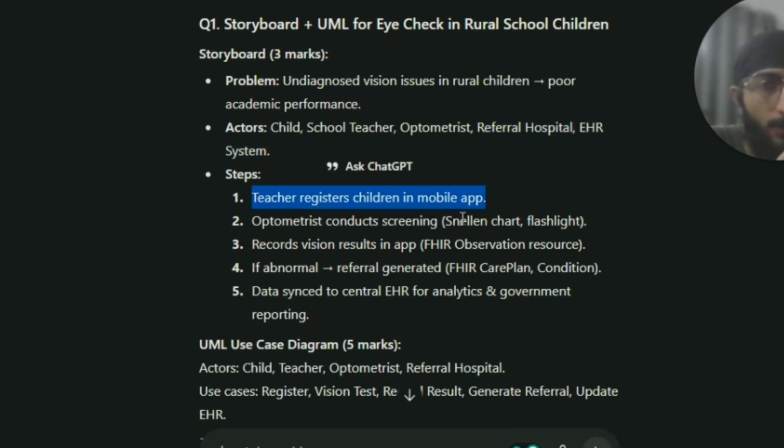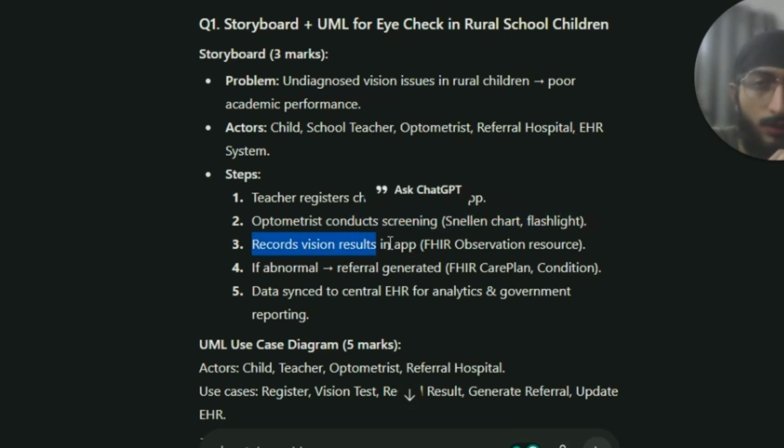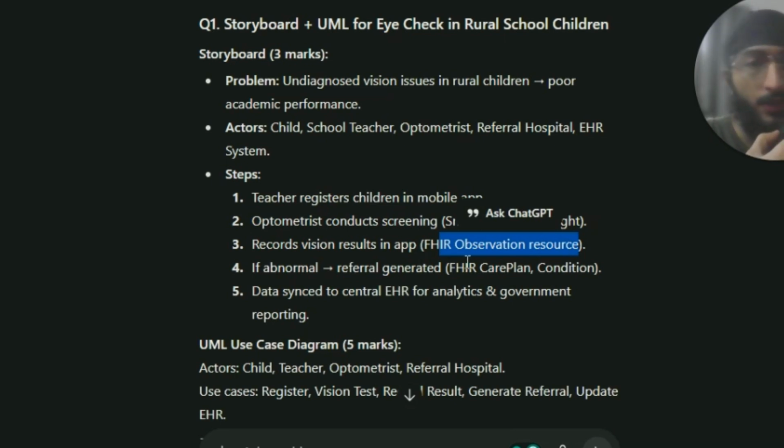Steps: the teacher registers children in a mobile app. The optometrist then conducts the screening using a Snellen chart and flashlight. Then the vision results are recorded in the app as a FHIR Observation resource. If abnormal, a referral is generated, that is a FHIR CarePlan and Condition. Data is synced to the central EHR for analytics and government reporting.